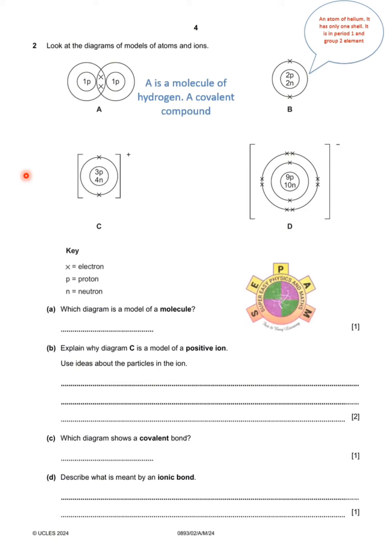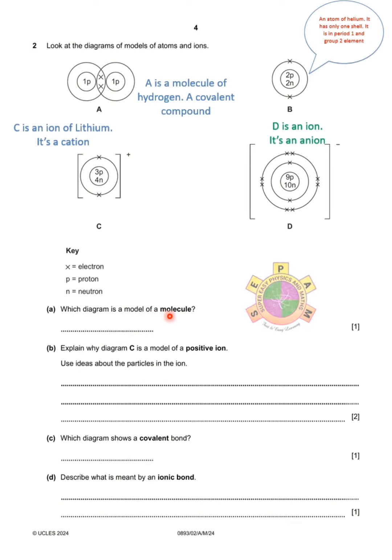Then let's look at C. C is an ion of lithium and is positively charged. A positively charged ion is called a cation. Then if you look at D, D is an ion, but it is negatively charged, so it's an anion. Now let's answer the question.